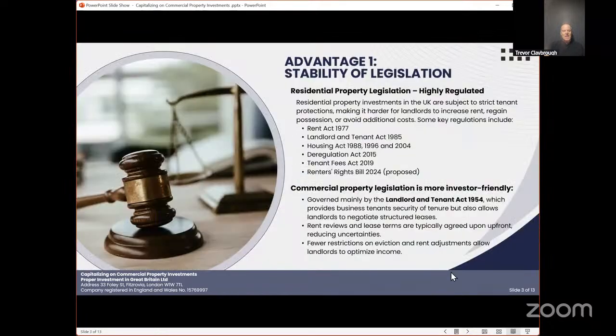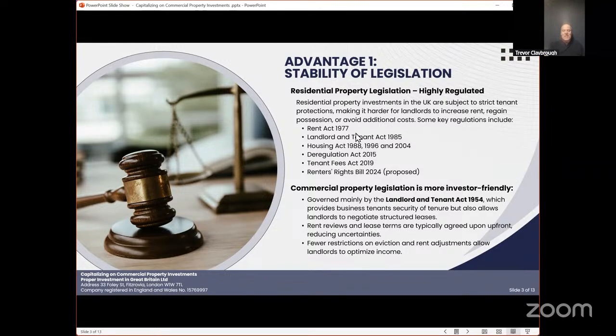So we're going to get into some of the advantages. The first advantage is stability of legislation. If we're talking about residential property, it's both highly regulated and can be very complex, the regulations when we're renting out properties. Even single lets, and HMOs are a lot more complicated, and legislation is changing frequently.